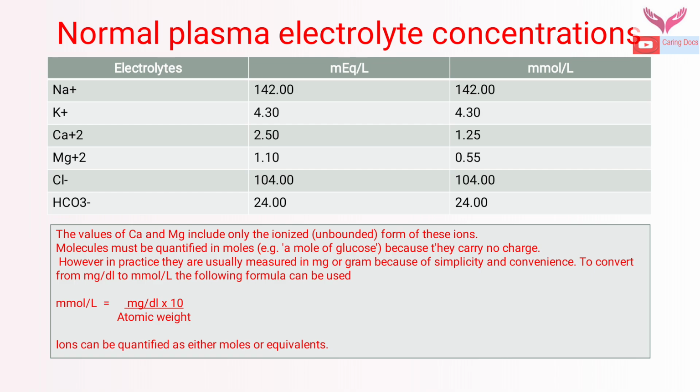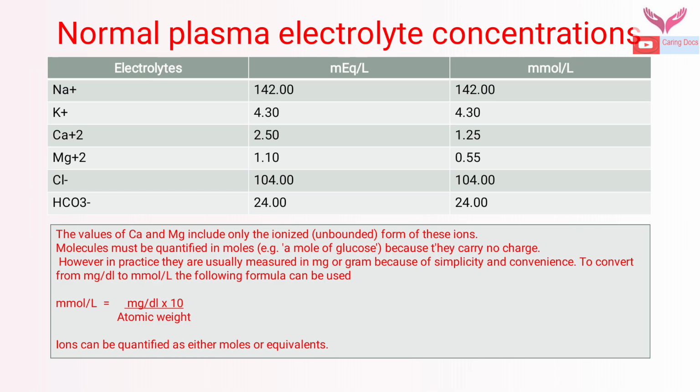So if it is written as 1.25 millimole per liter, then if we have to write equivalent, we have to multiply 1.25 with its valency, that is plus 2, and we will get 2.50. Same is the case with magnesium. Since chloride and bicarbonate have only single charge, their mole and equivalents are same.